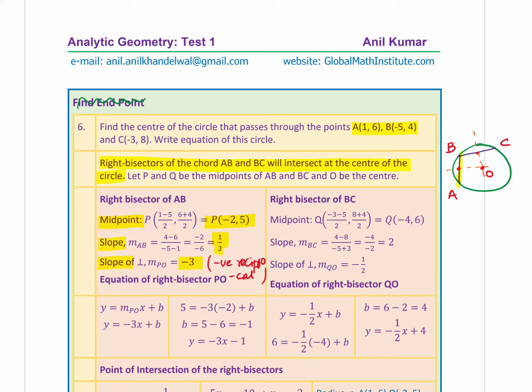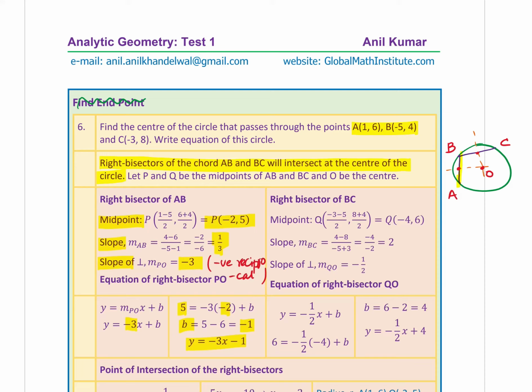Now once you get the slope of the perpendicular line, it's easy to get the equation. We know both the slope and a point, which is minus 2, 5. The slope is minus 3 as we just worked out, so we substitute into y equals minus 3x plus b, and then substitute the point minus 2 and 5 to find the value of b. That gives us b as minus 1. The result is that the equation of the line is y equals minus 3x minus 1.